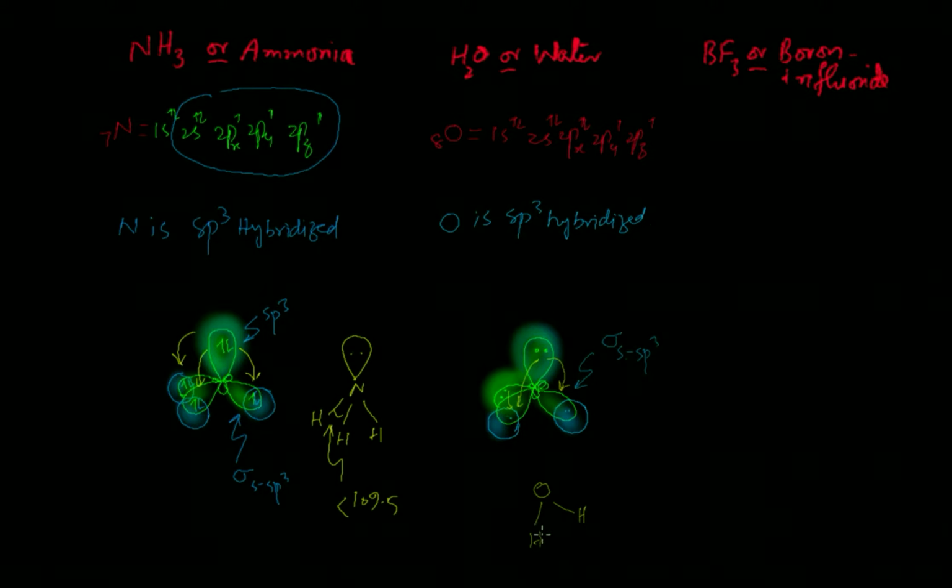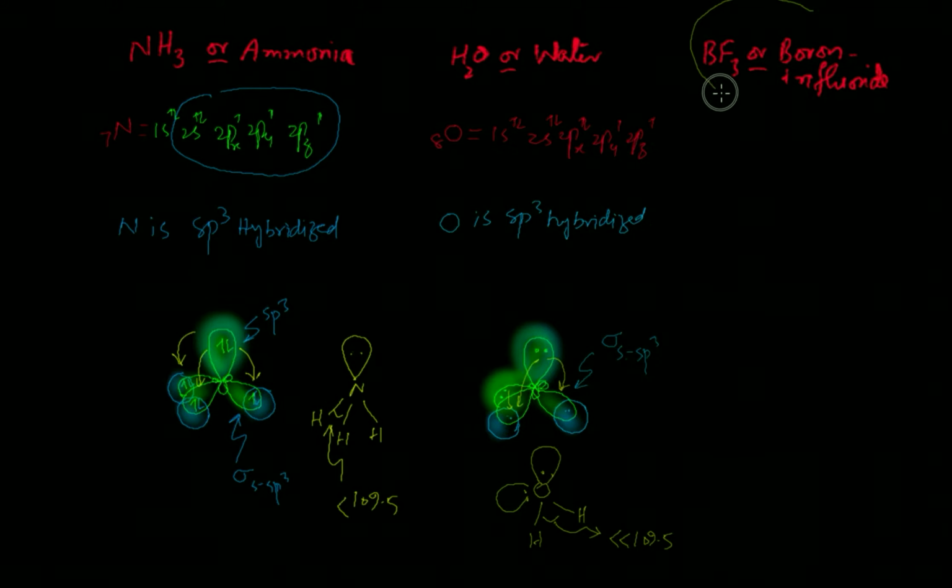as compared to in case of ammonia. So this bond angle is much less as compared to 109.5. So these two examples contain sp3 hybridized atoms.